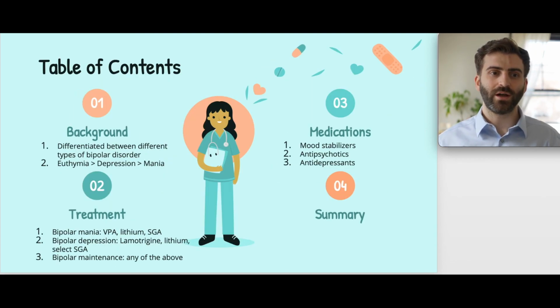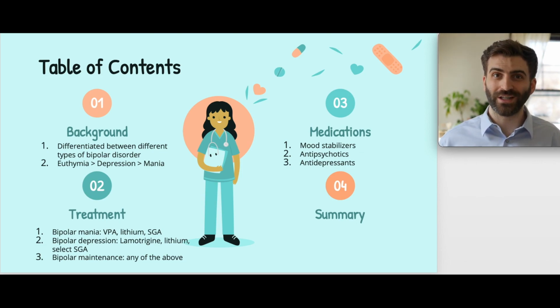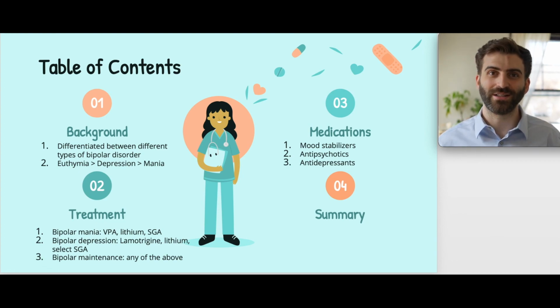So in summary, we talked about the different types of bipolar disorder, so bipolar I, bipolar II, cyclothymic, and so on. We talked about what time patients spend most of their time in, so euthymia the most, then depression, then mania. Then we talked about the treatment. So for bipolar mania, you can really boil it down to valproic acid, lithium, second generation antipsychotics. For bipolar depression, lamotrigine, lithium, select second generation antipsychotics. And then for maintenance, you can use any of the above and continue the patient on it for a time period, and then simplify the med regimen.